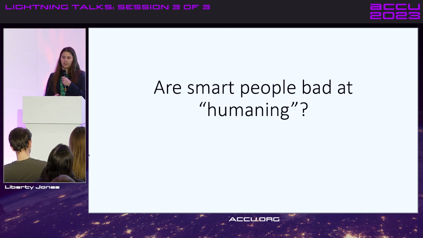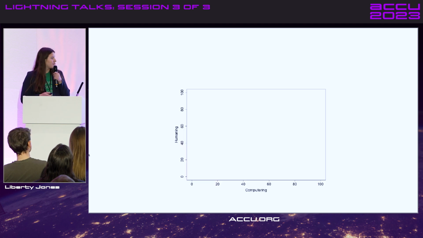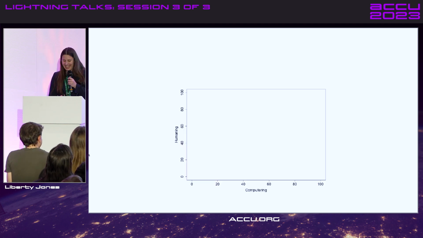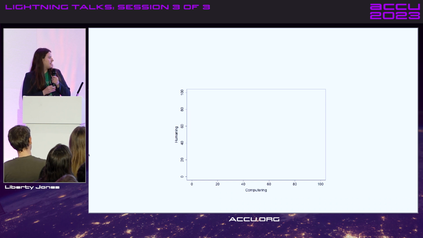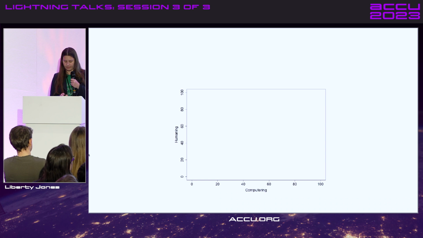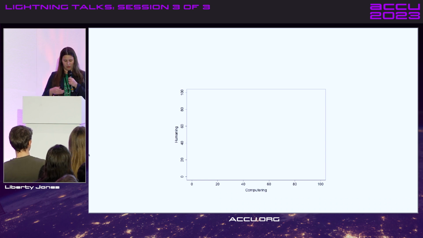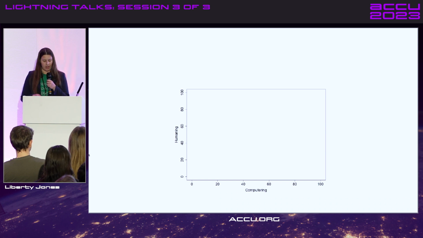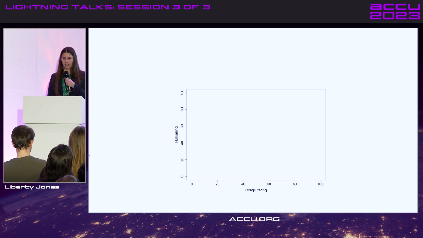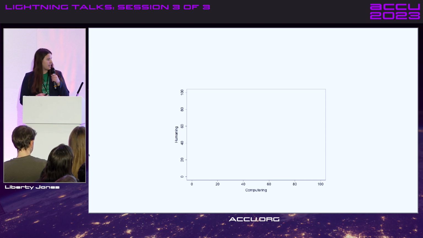It may not surprise you to learn that I love graphs. So the axes are taken from Gail's talk yesterday. On one axis, we have computing skills, which represents your technical skills, using computers, etc. On the other axis, we have humaning skills. So things like empathy, communication, teamwork, also very important. This graph got me thinking.